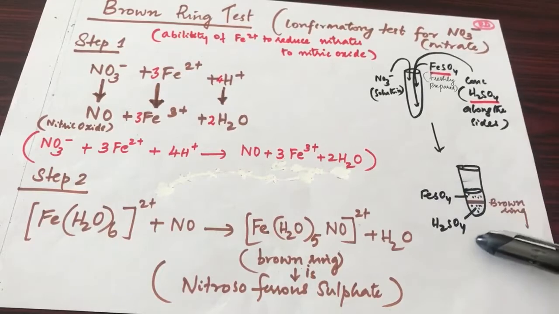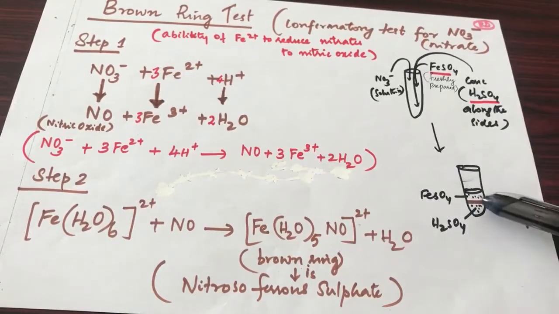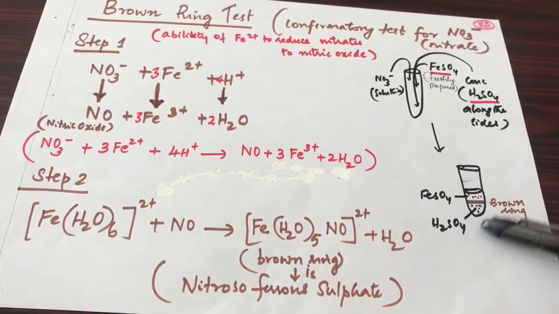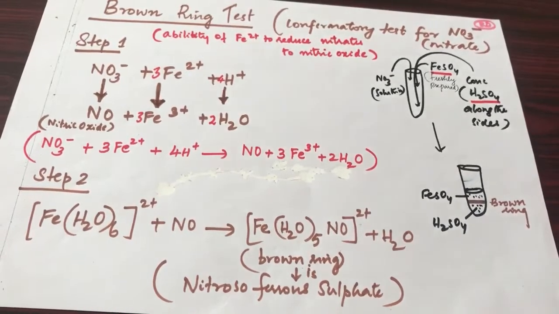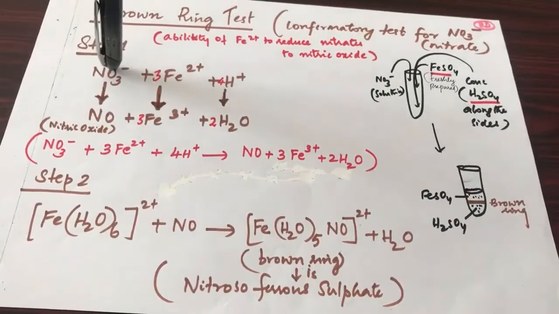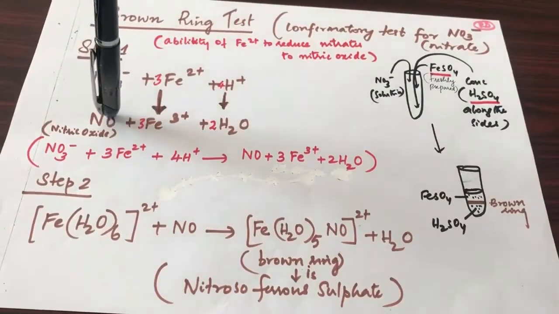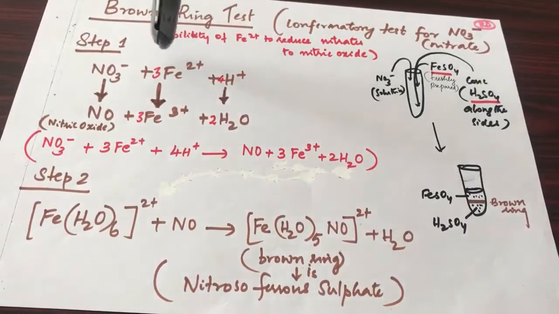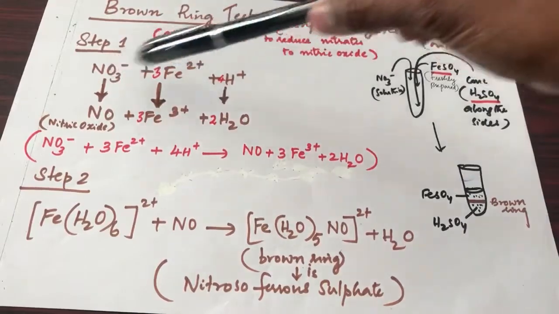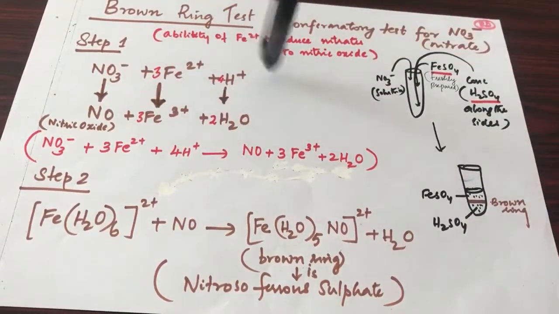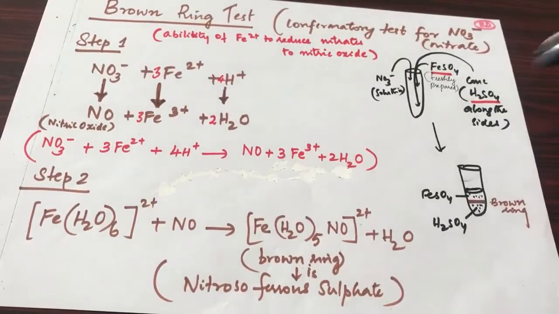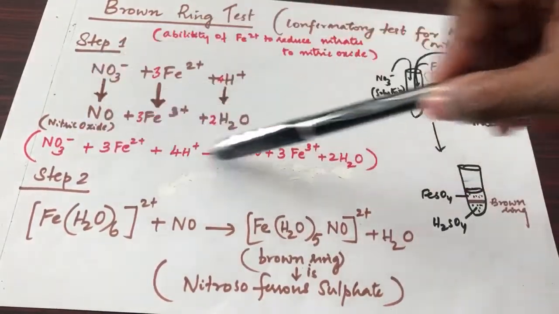FeSO4 will be on top, H2SO4 down under, because it has more weight. Then you will have the brown ring in the middle here. Now what are the steps involved? NO3 minus, nitrate, is becoming nitric oxide, NO, that you have to write. Then Fe2+ becoming Fe3+. This is the one which is reducing, so it is getting oxidized. Fe2+ becomes Fe3+, and then 4H+ to 2H2O. So this is the same reaction, I have put it like this.